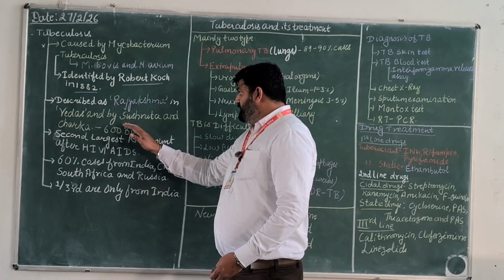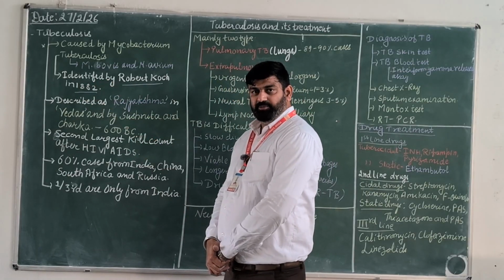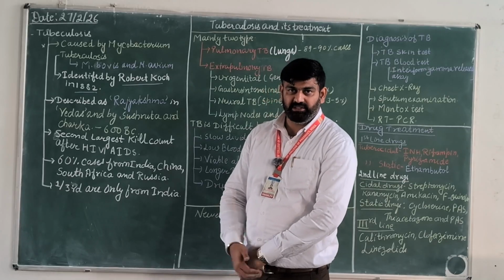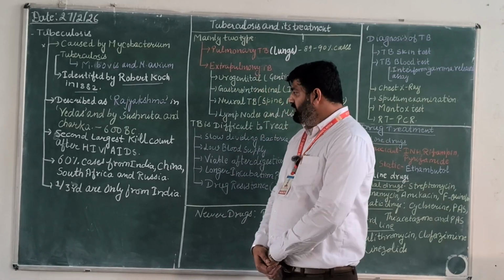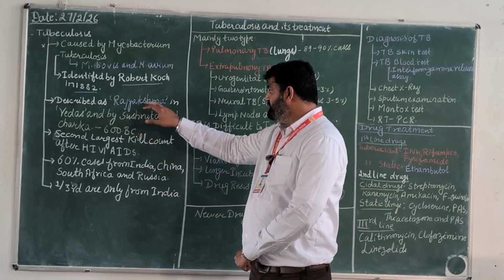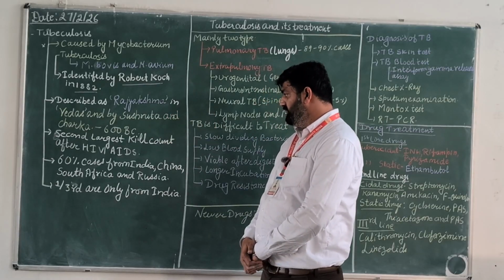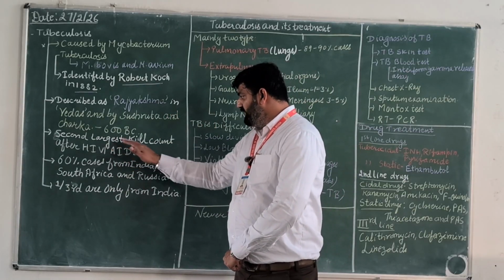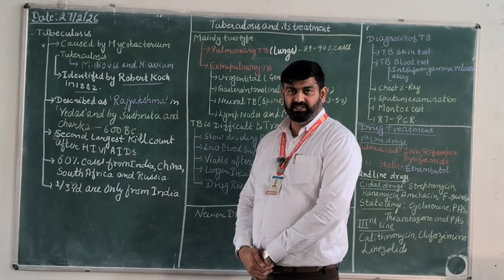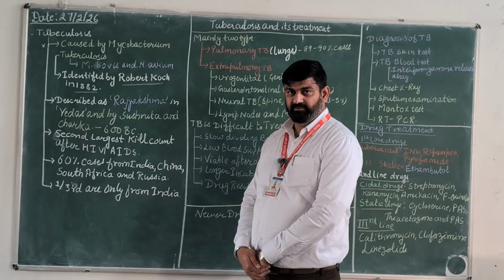and we have found ancient scriptures like the Vedas, Charak Samhita, and Shushruta Samhita, where it was described as Raj Yakshama. That was in 600 BC. It has the second largest kill count after HIV and AIDS.